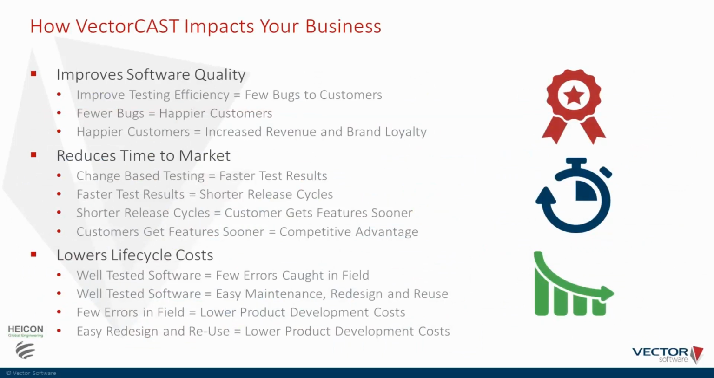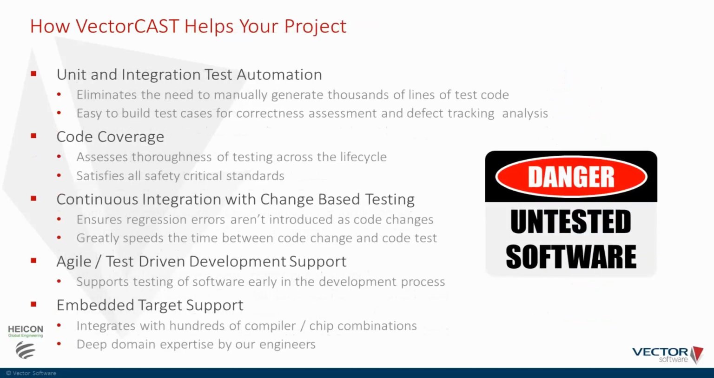At a high level, Vectorcast impacts your business with three things. First, it improves the software quality, it reduces the time to market with faster test results, and it lowers the lifecycle cost because less errors get in the field. Therefore, the cost of maintenance, redesign and reuse in your development team are lowered. Some of our key technologies are unit and integration test automation, code coverage, continuous integration with change-based testing, agile, test-driven development support, and of course embedded target support.